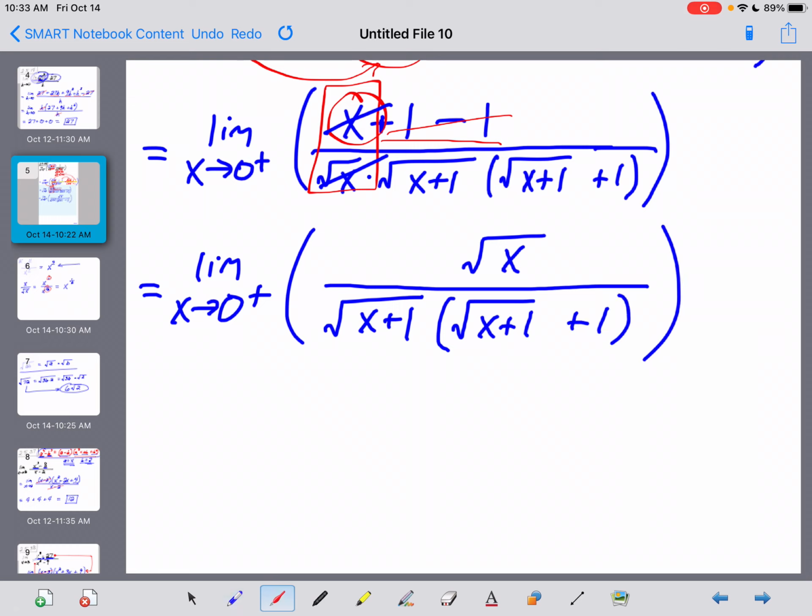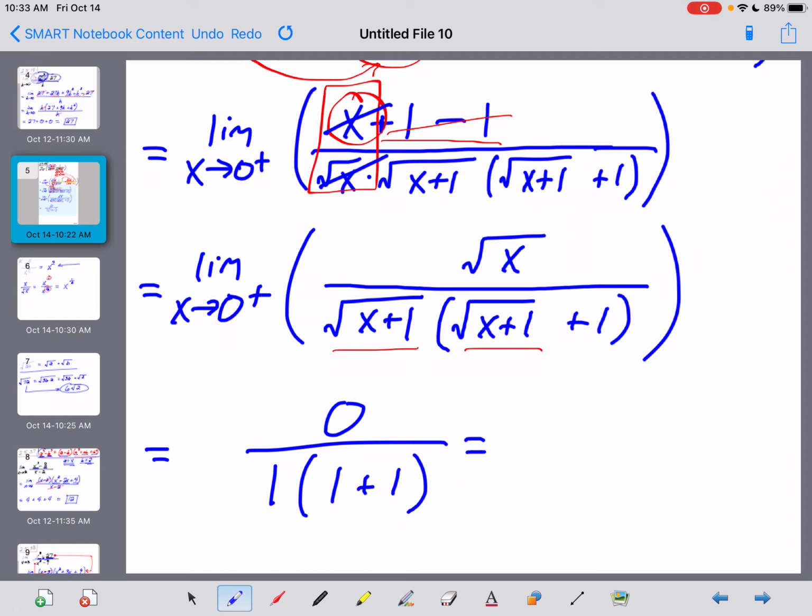I know it's still messy, but it looks like plug and chug is going to work now. Let's try it. Up in the numerator, the square root of 0 is, of course, 0. Down in the denominator, the square root of 0 plus 1 becomes the square root of 1, which is just 1. And then in parentheses, again, the square root of 0 plus 1 is the square root of 1, which is 1, and a plus 1 that was there already. So that's going to get us a 0 over 1 times 2, which is 2, and we end up with our final answer here of 0.